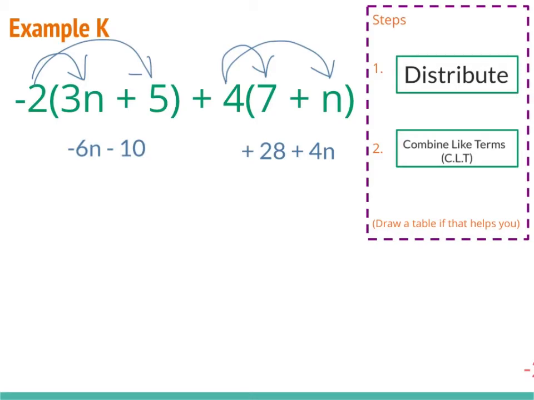Again, that n doesn't have a coefficient. It's all just 1 by itself, just one n there. So 4 times 1 is 4n. Now I've got an expression. I've got -6n minus 10 plus 28 plus 4n.